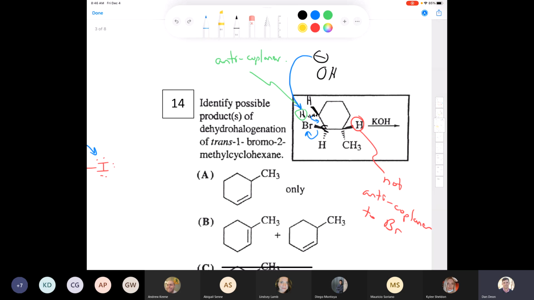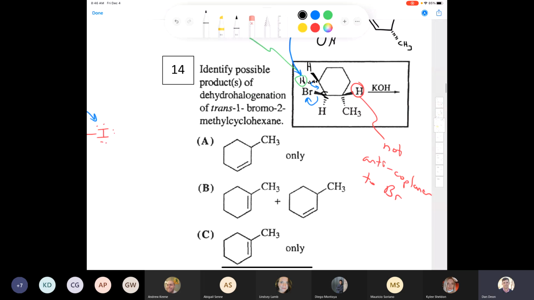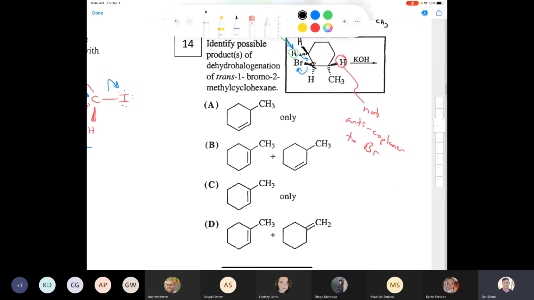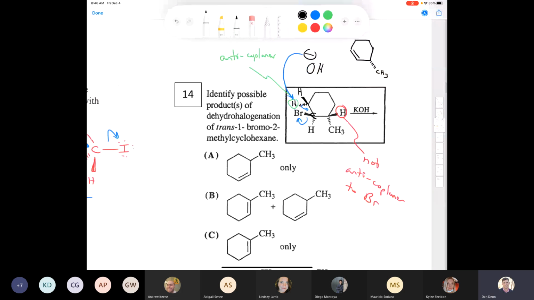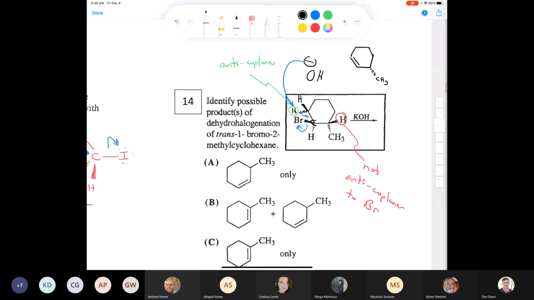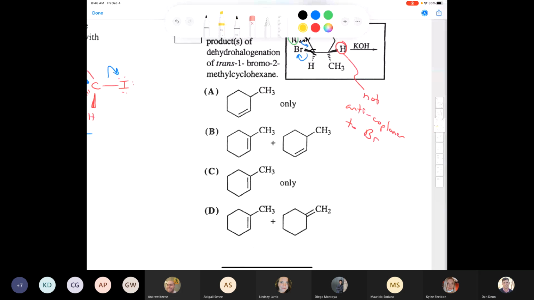Now, if you need to redraw the compound, this is why scratch paper comes in handy. You just redraw the 6-membered ring like that, and you say, okay, I'm going to have a double bond here, and then I'm going to have my methyl group pointing down like that. Now, they left all the stereochemistry at that stereocenter out of the possible answers. It says, identify possible products. And so you really can only get this one product, which is A. It's the only possibility.